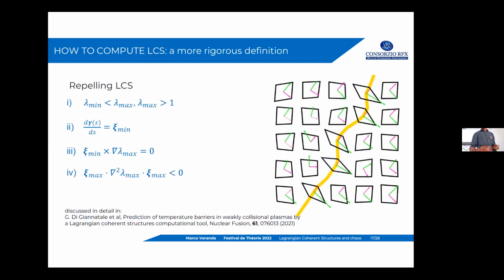And here I have a more rigorous definition of a Lagrangian coherent structure. This is the equation that I just discussed. The first condition tells you that the Lagrangian coherent structure is everywhere orthogonal to the gradient of the finite time Lyapunov exponent field, meaning that the gradient of the FTLE field is orthogonal to it. In any case, all these equations are discussed in great detail in this work by Giovanni Di Giannatale, who will be here next week. So you can also discuss this topic with him.